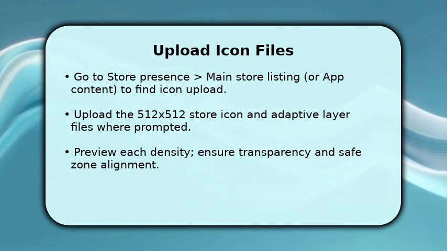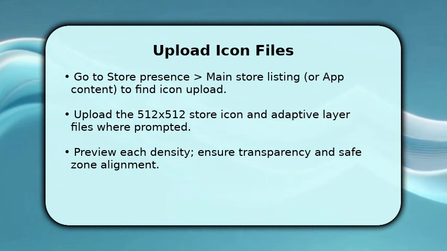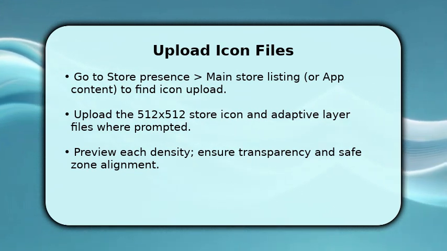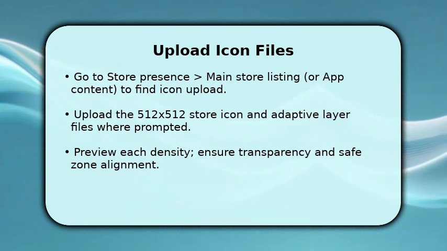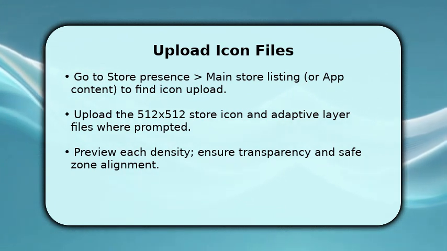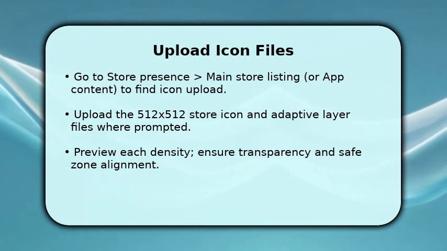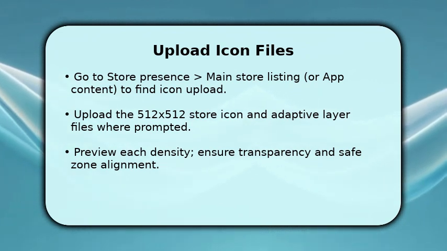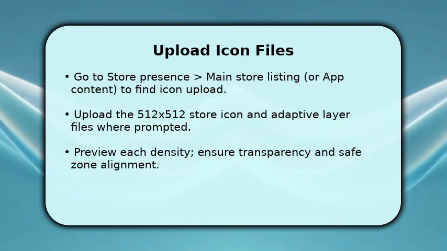Then locate the Adaptive Icon section and upload the foreground and background assets. Make sure to preview each density and check the safe zone so critical content isn't cropped. If the console flags color profile or transparency issues, re-export from your editor and re-upload.